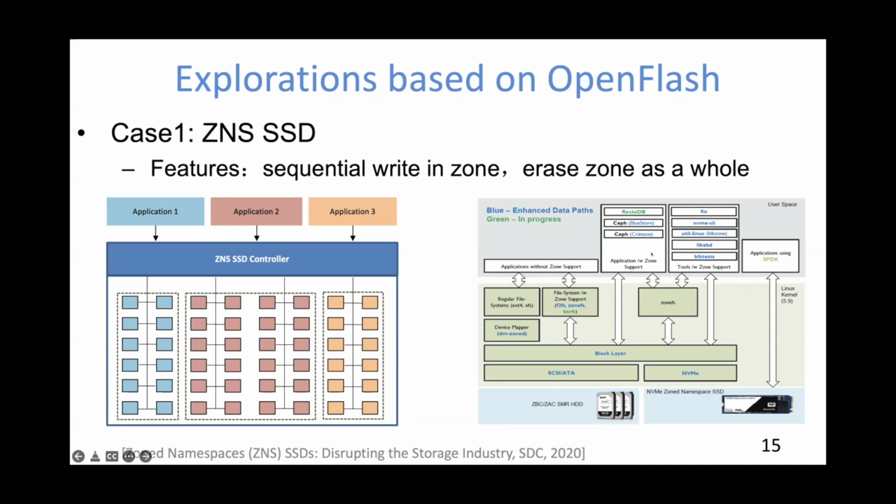The right figure shows the software ecosystem. We can see the software ecosystem also adapted to ZNS SSD. For example, the device mapper in the kernel has a DM zone for ZNS SSD. And we also have file systems like F2FS and ZoneFS, which can also run on ZNS SSD.